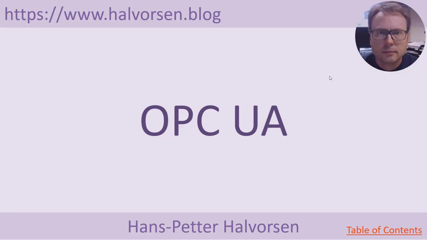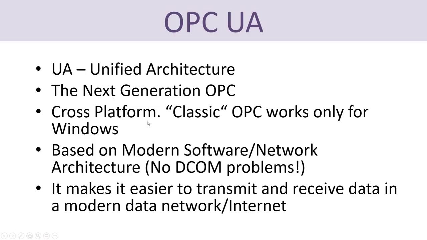So then next, let's have a short introduction to the new OPC standard called OPC UA, which is the focus in this tutorial. So OPC UA is short for Unified Architecture, and this is the next generation of OPC. OPC UA is cross-platform, while classic OPC works only for Windows. You can use OPC UA on Windows, macOS, Linux, on other devices like PLCs, embedded systems, etc. It's based on a modern software network architecture, so there are no DCOM problems involved with OPC UA, which we typically have in classic OPC implementations.